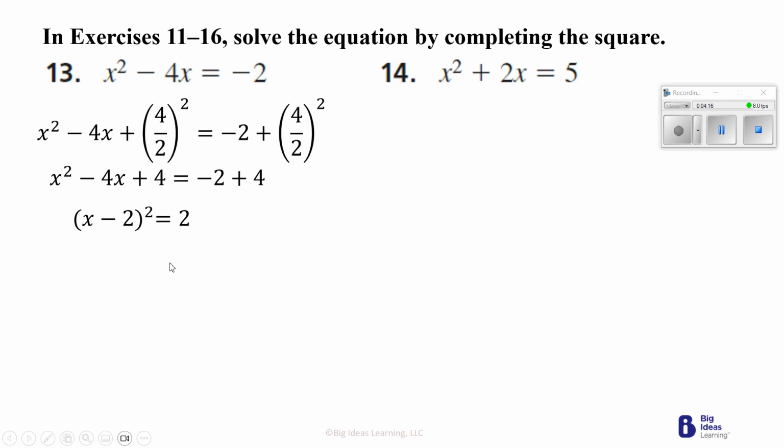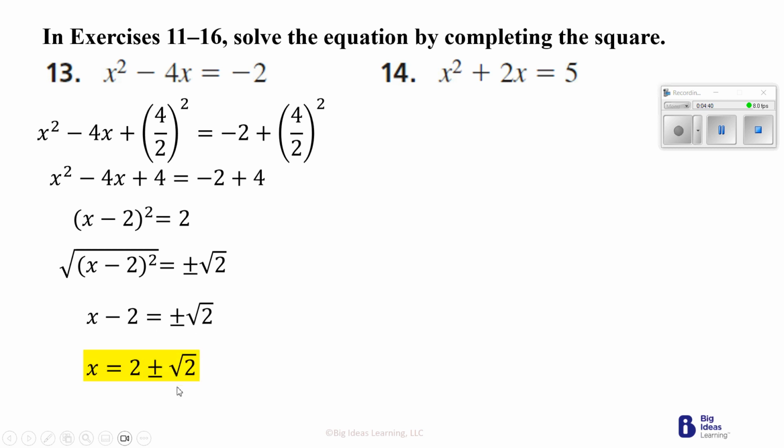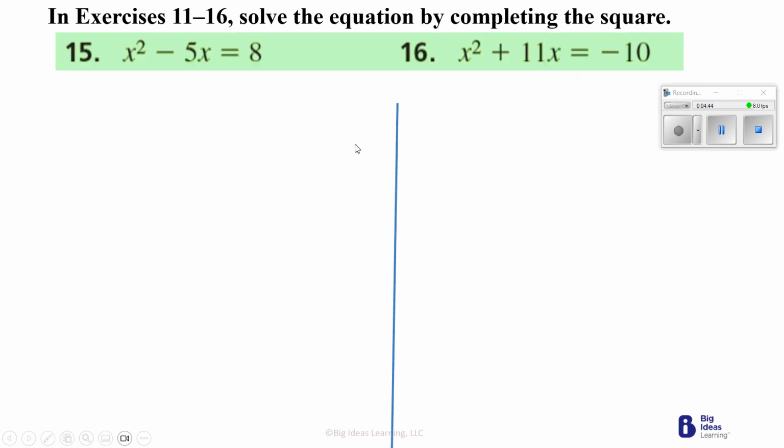Now, of course, we get the square root of both sides. And again, the square and that square root sign are going to cancel out. This will stay the same. There is no square root of 2, so it will remain plus or minus square root of 2. And we'll have x minus 2 is equal to plus or minus square root of 2. And now we'll add 2 to both sides. So this will be 2 plus the square root of 2 and 2 minus the square root of 2. Number 14 is yours to do.